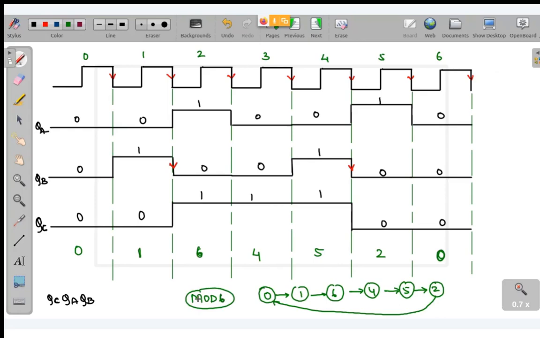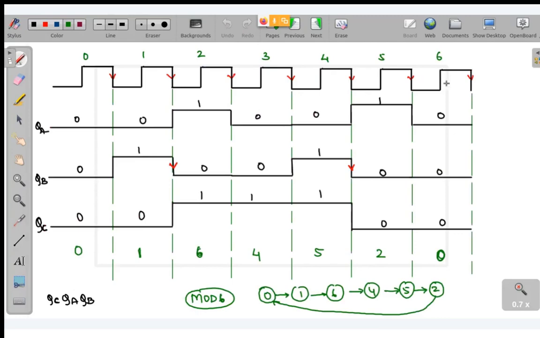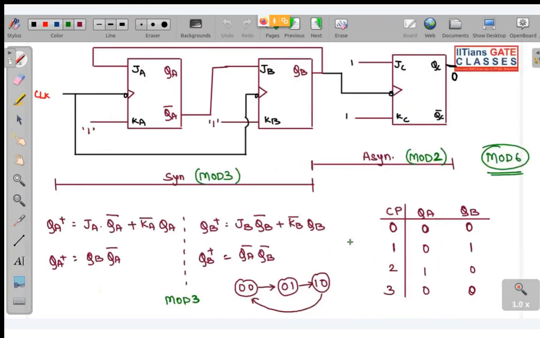Now how did I actually know that there will be only 6 states? That is why I had drawn 7 clock pulses. Look over here. When I drew this, I calculated that this is a mod 3 synchronous counter. And this is one asynchronous counter, and in an asynchronous counter the count sequence is directly proportional to the number of flip-flops. Here I have only a single flip-flop, so this will be mod 2. So mod 3 into mod 2 will produce mod 6. That is why I knew I had to draw 7 clock pulses to show you the repeated state. So this complete part is mod 3, this is mod 2, so in total it is mod 6.